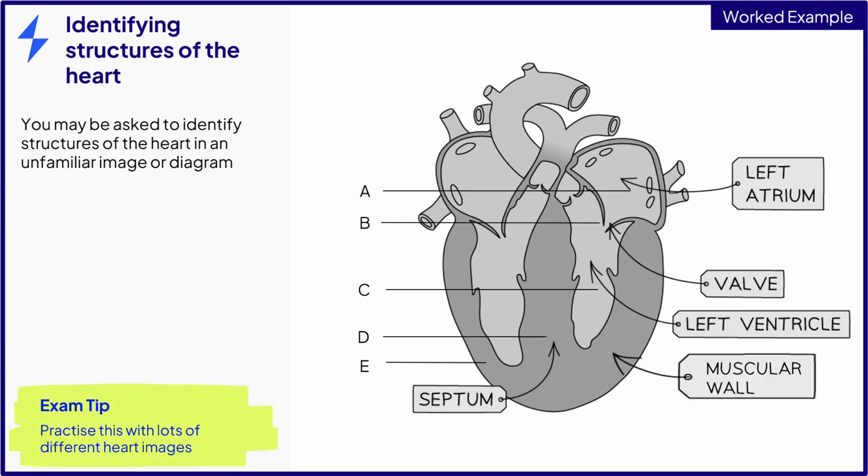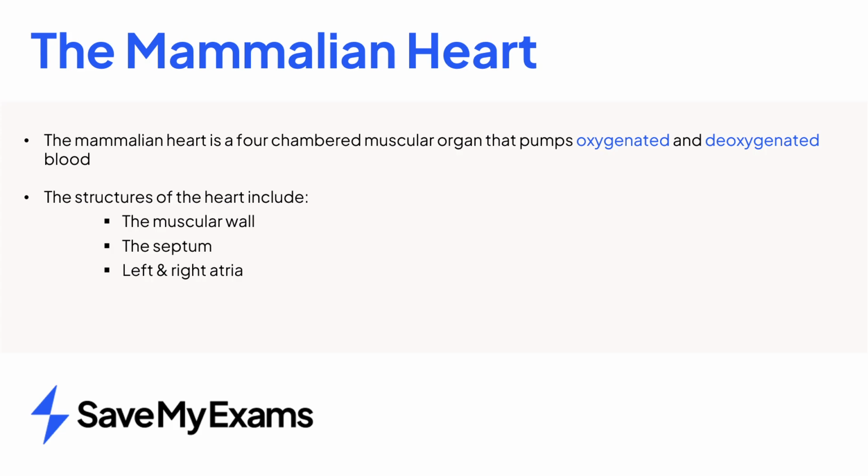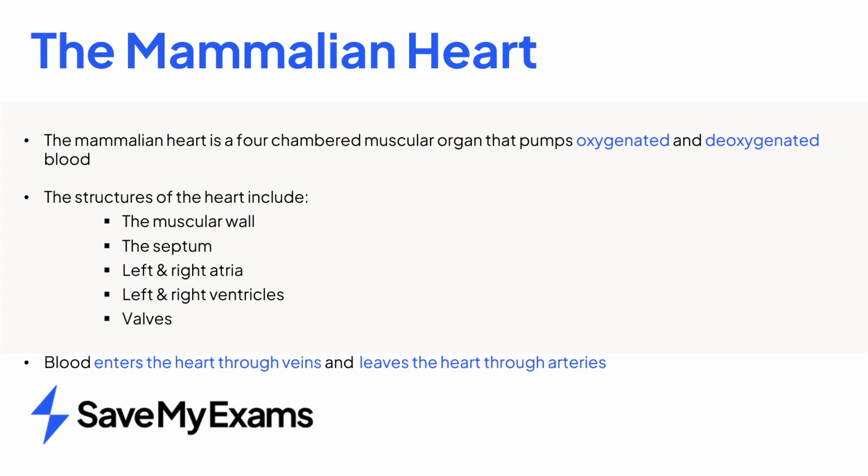You should practice doing this with many different images of the heart in order to gain experience with recognising heart structures. In summary, the heart is made up of 4 chambers and pumps oxygenated blood to the body tissues and deoxygenated blood to the lungs. The main structures of the heart are the outer muscular wall, the septum, the left and right atria, ventricles, and the valves. Veins carry blood into the heart, whilst arteries carry blood away from the heart.